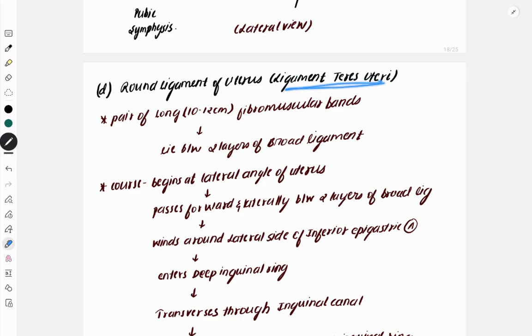So the fourth and last true ligament of the uterus is the round ligament of uterus, which is also called the ligamentum teres uteri. So this is a pair of long ligaments. It is 10 to 12 centimeters. It is a fibromuscular band and it is long, approximately 10 to 12 centimeters. It lies between the two layers of the broad ligament.